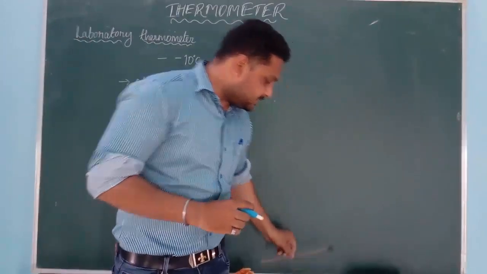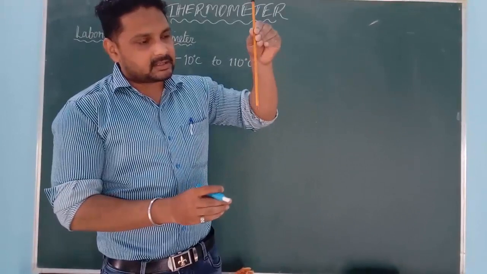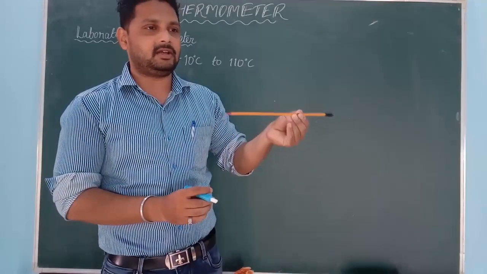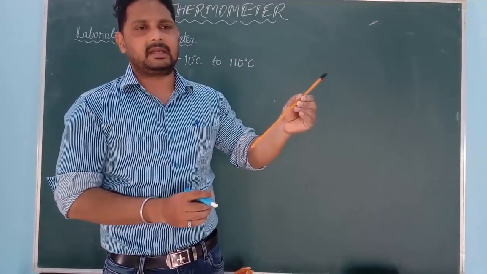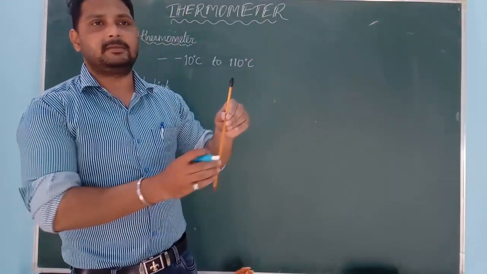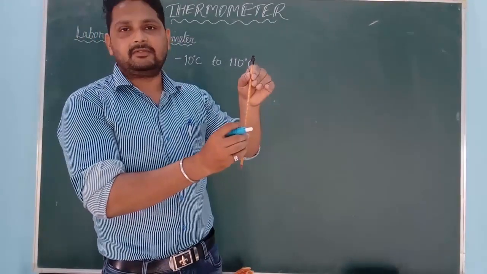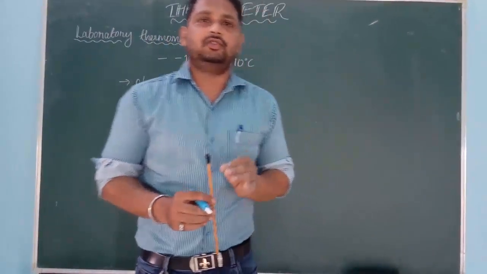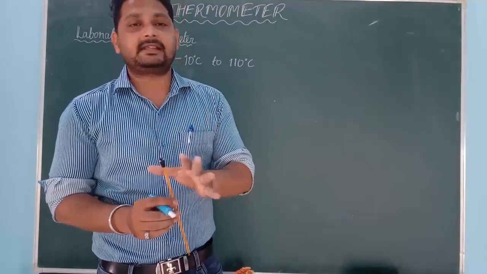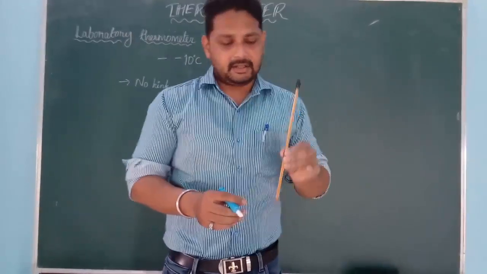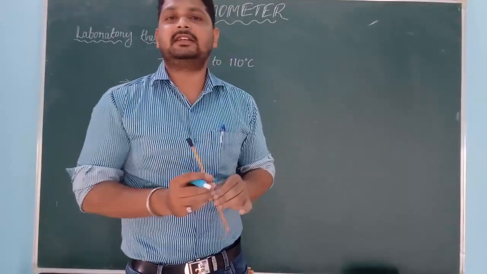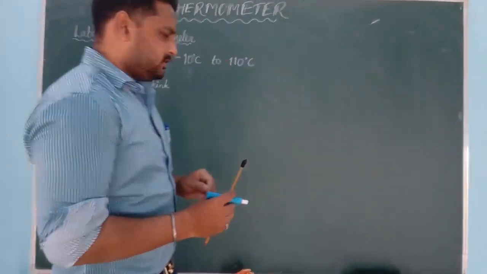First, the laboratory thermometer should be kept upright. When you are measuring, you should not keep it horizontally or at an angle. It should be kept upright, or sometimes it is kept in a stand which holds it in place. Also, while taking the measurement, the thermometer should be in contact with the substance.